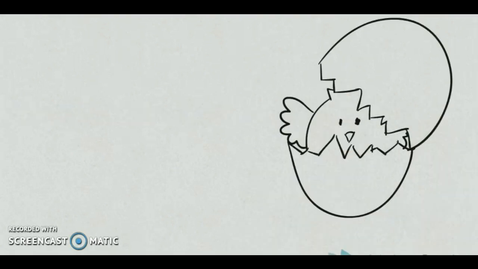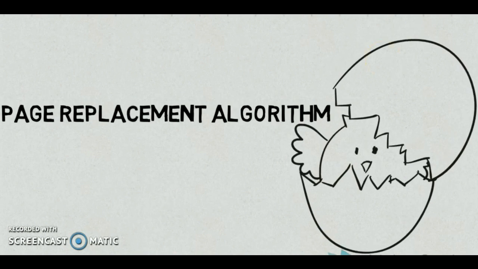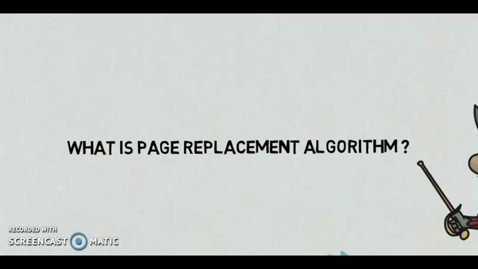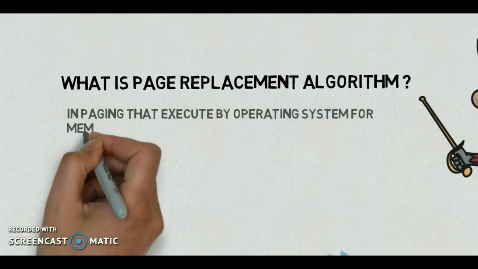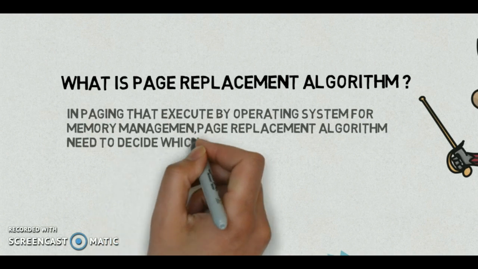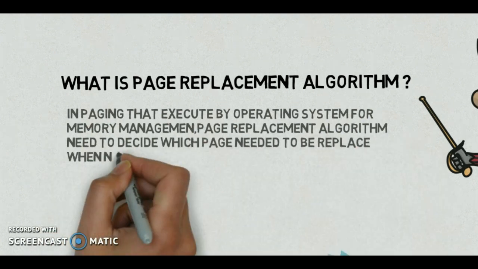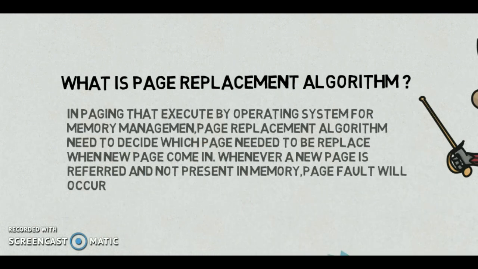Hello guys, in this video, I will teach you how the page replacement algorithm works. What is a page replacement algorithm? In paging, which is executed by the operating system for memory management, the page replacement algorithm needs to decide which page needs to be replaced when a new page comes in. Whenever a new page is referred to and not present in memory, a page fault will occur.